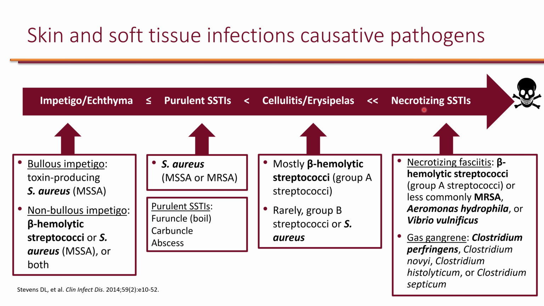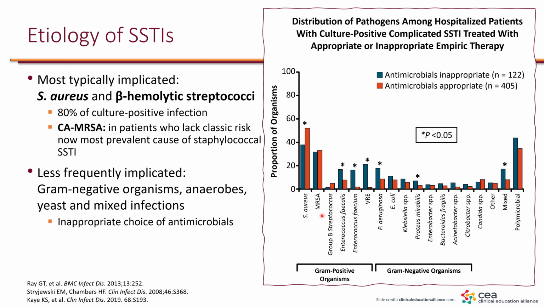And the most severe, necrotizing fasciitis, that's typically due to beta hemolytic strep, and that's commonly due to MRSA, Aeromonas, or Vibrio vulnificus. And when there is gas gangrene, that's typically due to Clostridia species. So Clostridium perfringens is one of the common causes of gas gangrene.